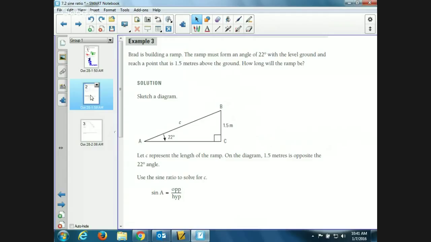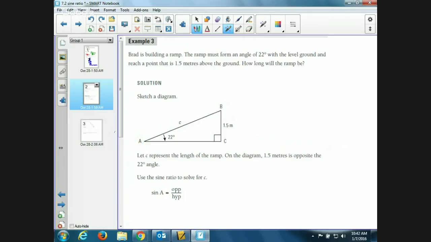Sketch a diagram, first thing. I've got the diagram sketched. A right triangle is formed. Indicate that little 90 degrees. So this part is the ramp right here, the hypotenuse. The 22 degrees you can see is labeled in this corner A. You don't have to call it A, and often problems won't. I'm just making it like the other examples we've done so far.